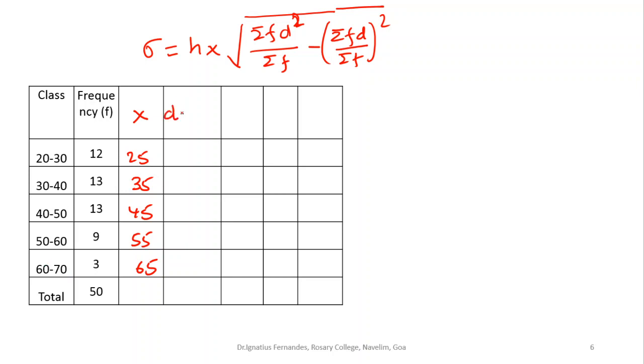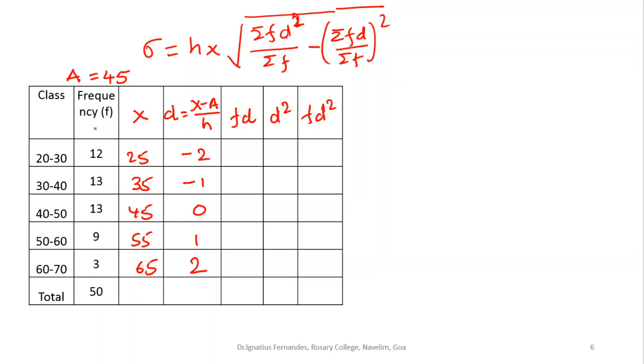Then we find d. Let us assume again the same assumed mean as 45. So d is x minus a upon h, and these values are minus 2, minus 1, 0, 1 and 2. In the formula we need summation f into d, so we make a column for f into d. Then we need f into d square, so first I find d square and then f into d square. So a column for f into d square.